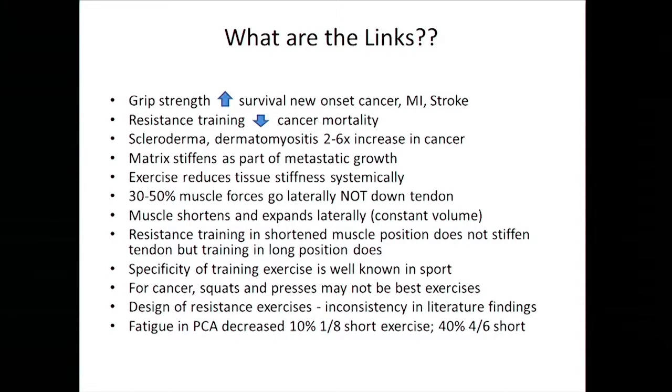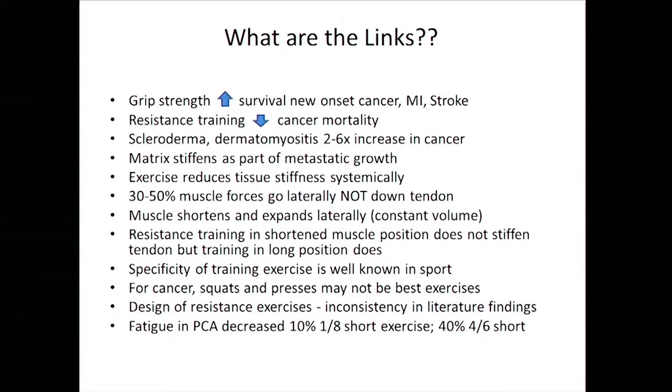Exercise can reduce tissue stiffness systematically. When you exercise, 30 to 50% of the forces go laterally. And they're not going down the tendon, they're going outside the muscle to other structures. When the muscle contracts, it's going to shorten and it's going to expand. So in the process of muscle contraction, it's putting forces laterally out through the other tissues. And I'll show you some data on this.